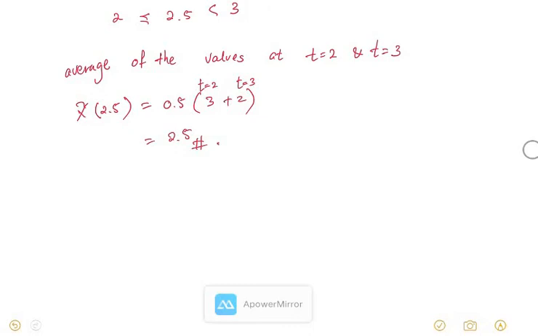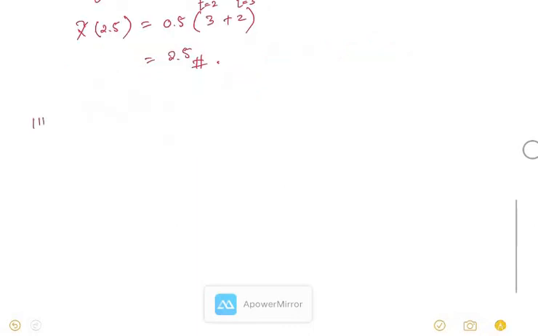Just now I showed you the formula. We didn't use it because this is quite simple: 3 plus 2 divided by 2 gets 2.5. You don't need that complex formula unless you have very difficult numbers that make it hard to get the linear value, in which case you can use that formula. Okay, then the third method is the sinc interpolation.